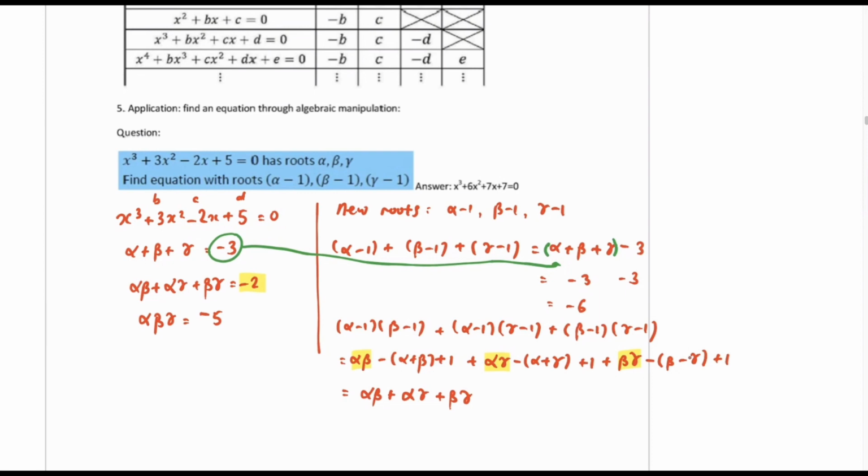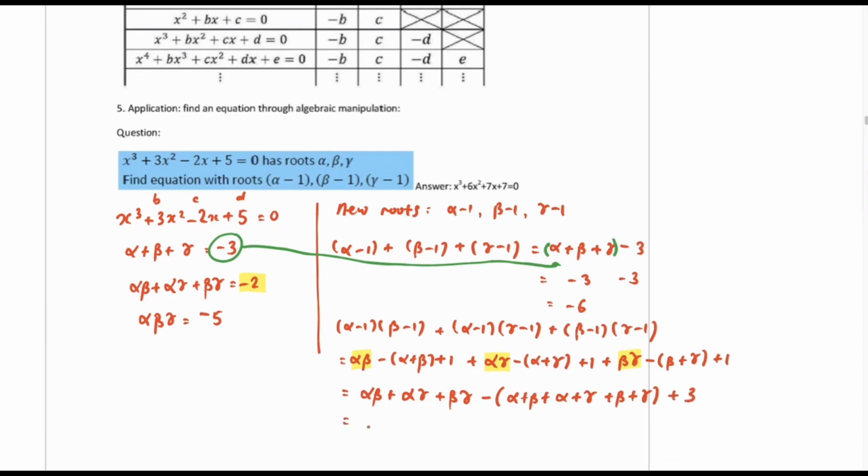Okay, this should be plus. This should be plus. Okay, so I take out the negative. So I have alpha beta, alpha plus beta. I have alpha plus gamma. I have beta plus gamma. Okay, so I have something like this, followed by numbers. I have 1, 1, and 1. So altogether 3.